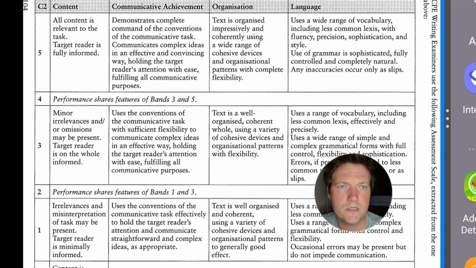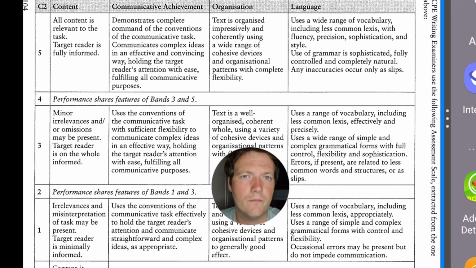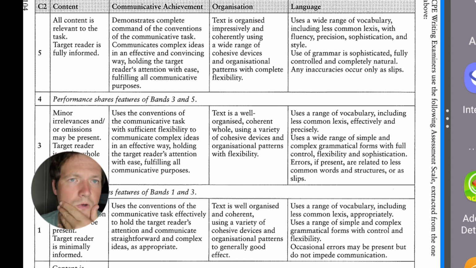Okay, let's see. We've got a couple of other things here. Organization. So for top marks in organization, you need a text organized impressively and coherently using a wide range of cohesive devices and organizational patterns with complete flexibility. Now, I wouldn't describe that essay like that, right? There are a few problems linking some of the ideas together.